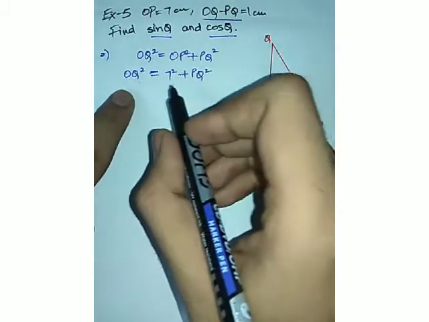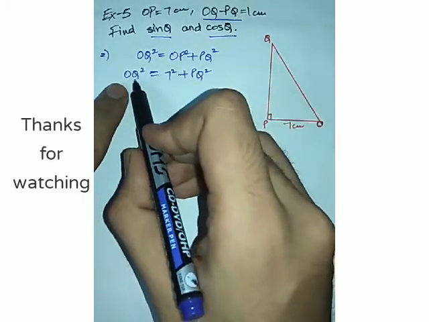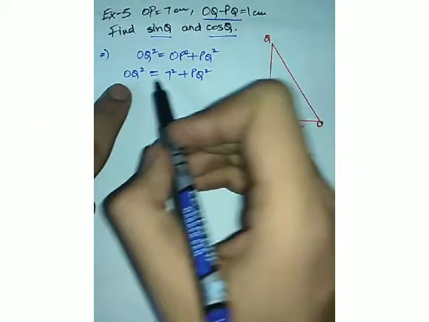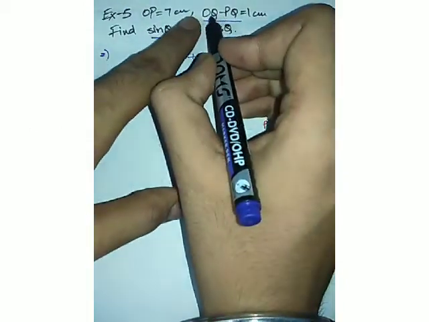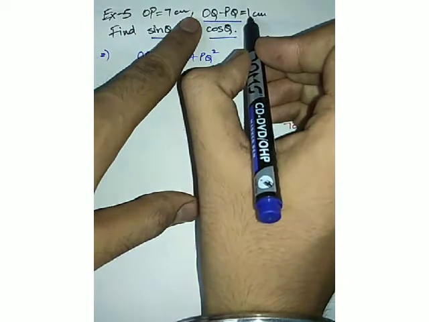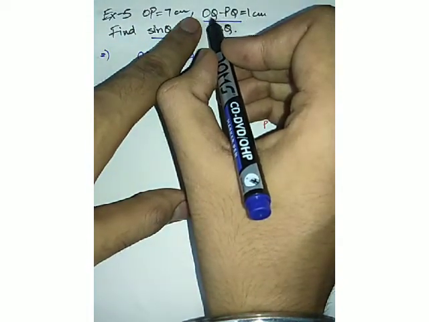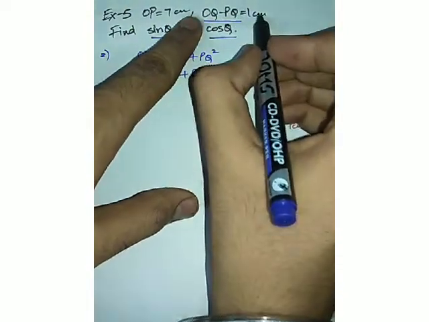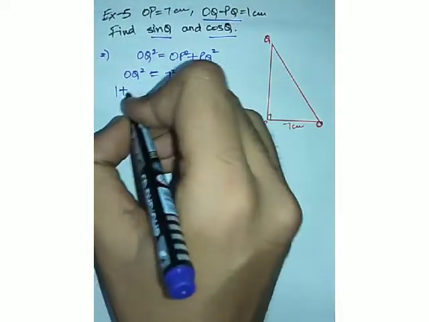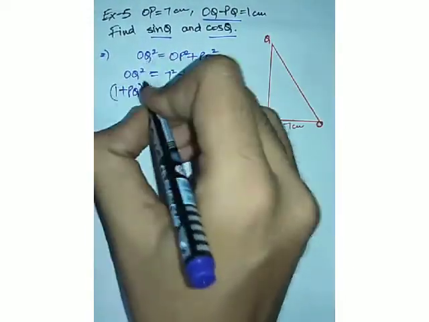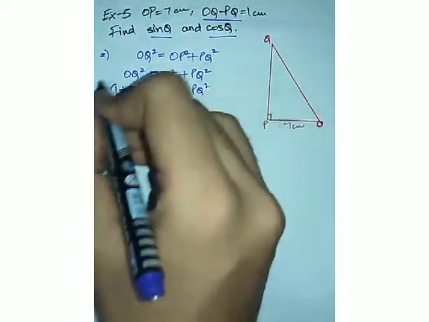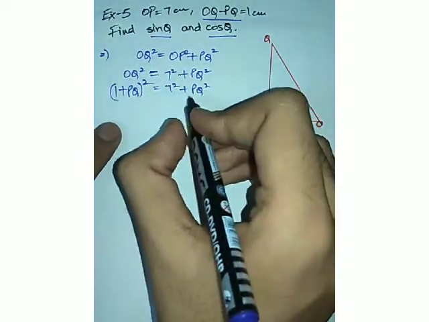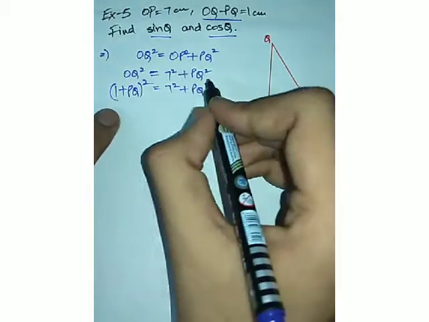Now either we can convert the equation into PQ, or we can convert the equation in terms of OQ. It's totally up to us. It's given that OQ minus PQ is equal to 1. We can clearly see that OQ is equal to 1 plus PQ. Just fill in the value. 1 plus PQ whole square is equal to 7 square plus PQ square. Now the whole equation is in terms of PQ. So we can easily find the value of PQ.